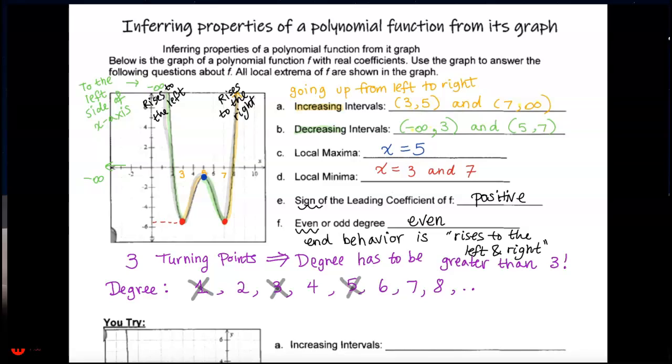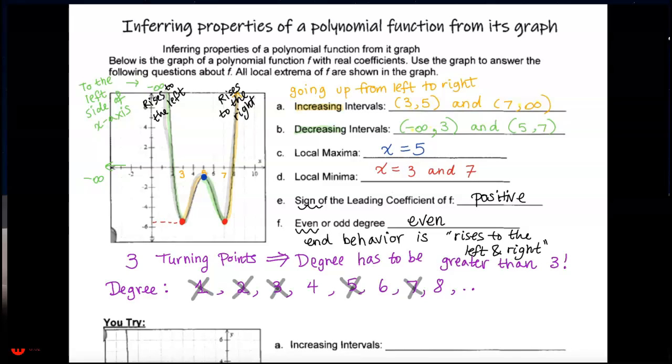So we have all the even numbers left here, but because it had 3 turning points, what we know is that the degree has to be greater than 3. Degree always has to be greater than the number of turning points, okay? So we're going to cross out 2 because 2 is smaller than 3.